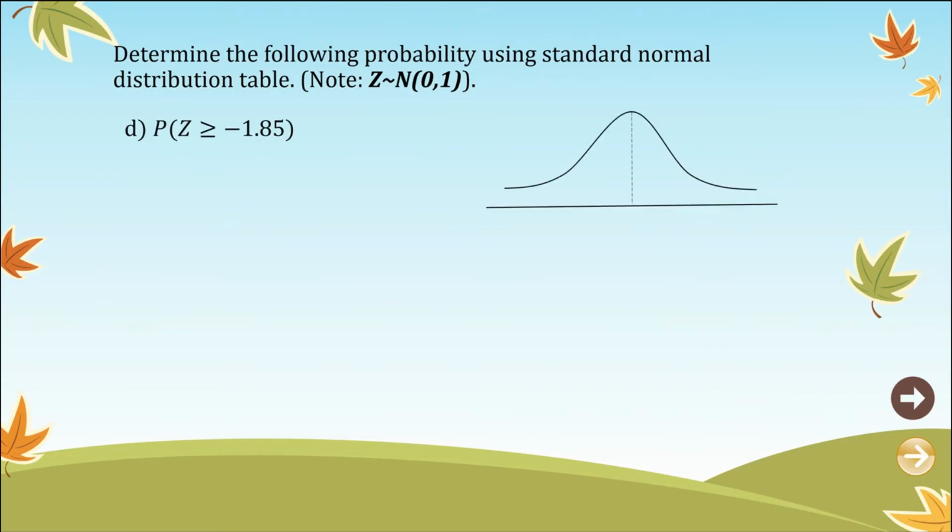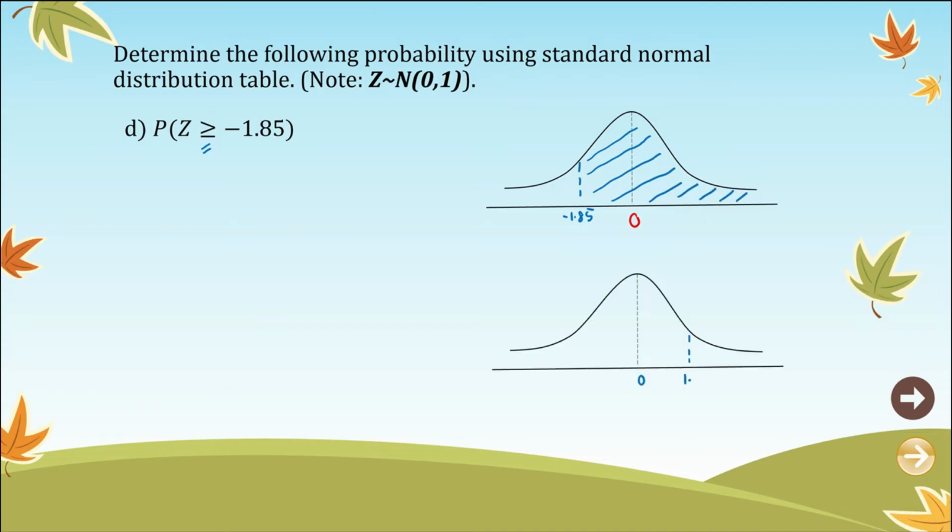For D, we want to find the probability when Z is greater than or equal to negative 1.85. Let's plot the value. Negative 1.85 is on the left side. For this question, the symbol is greater than or equal, so the area should be on the right side. We reflect to 1.85. The area that will be the same as the previous one should be on the left side, this area.